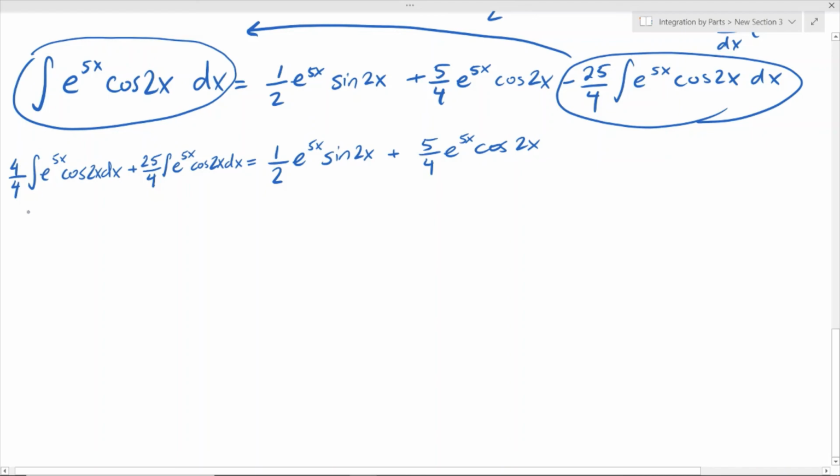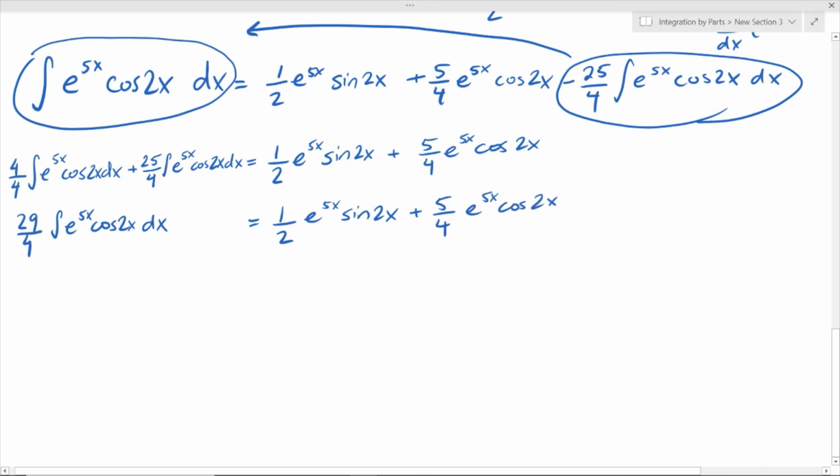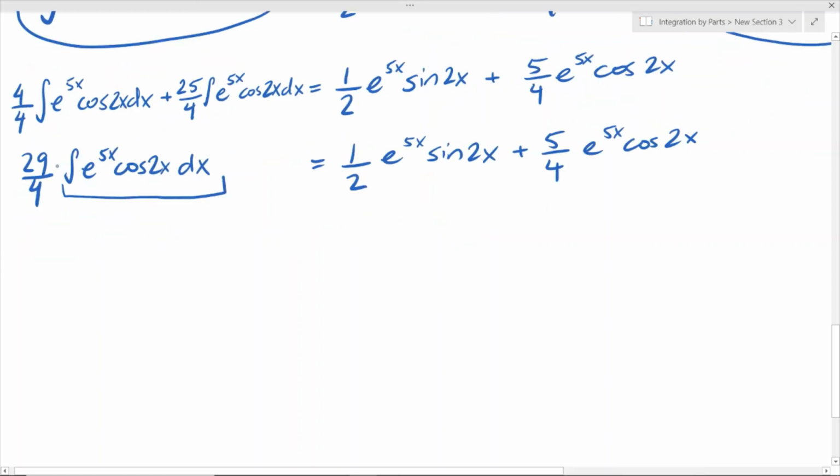4 plus 25 is 29, so it's going to be 29/4 times that integral. This is all equal to the expression right here. And then from here, we want to isolate for this integral, right? So to do that, we basically need to get rid of 29/4 from this side. Well, how do we get rid of 29/4?